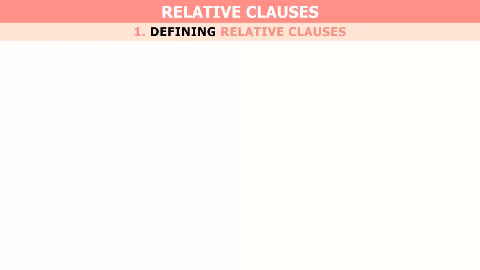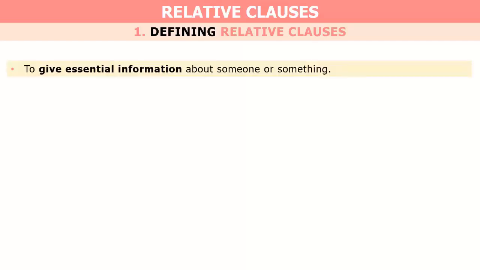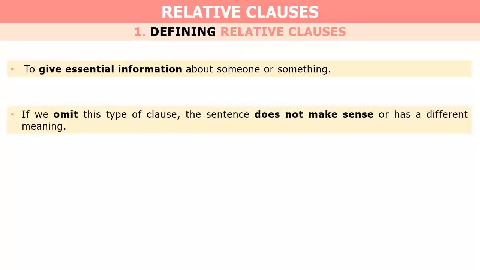We get to the first type, defining relative clauses. Do you know what they are used for? We use defining relative clauses to give essential information about someone or something. If we omit this type of clause, the sentence doesn't make sense or has a different meaning.